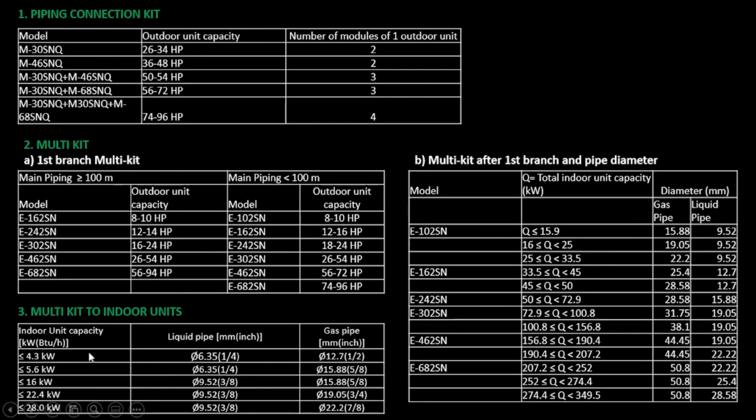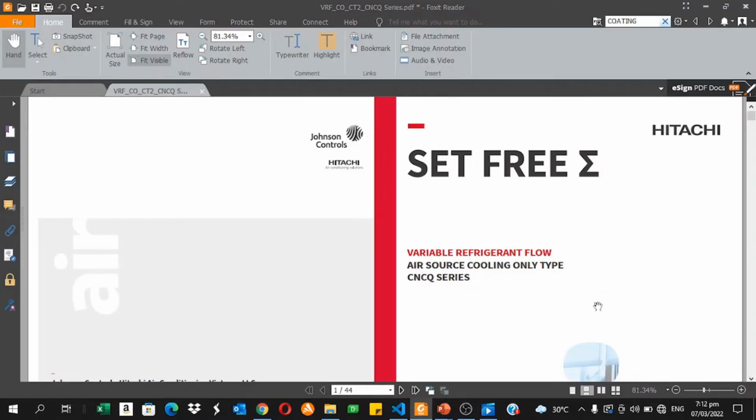The last table is the table that would enable us to determine the pipe sizes between the multi-kits and the indoor units connected to them. What I'm going to do now is show you where I got these tables. So this is where I got those tables. That's from Hitachi's Set Free Sigma product catalog for VRF source coding only type CNCQ series.